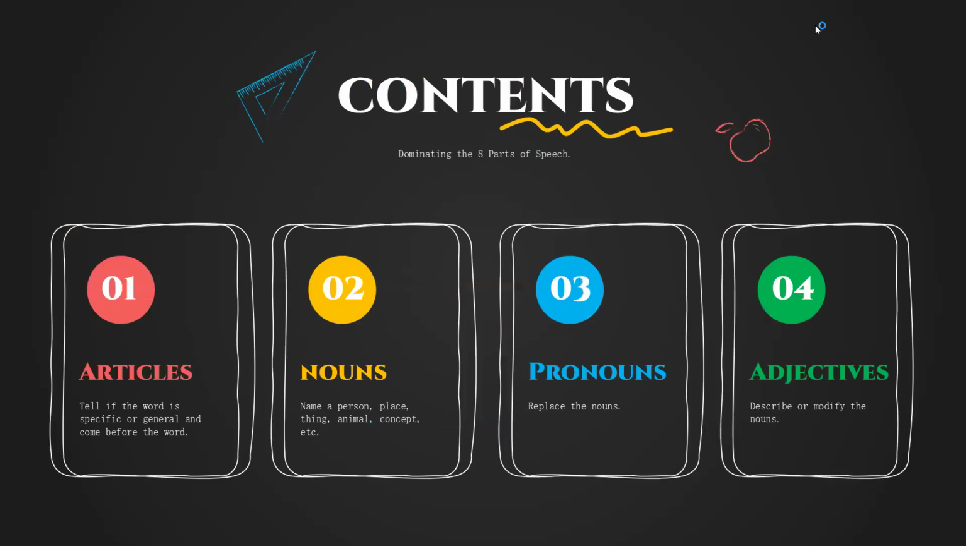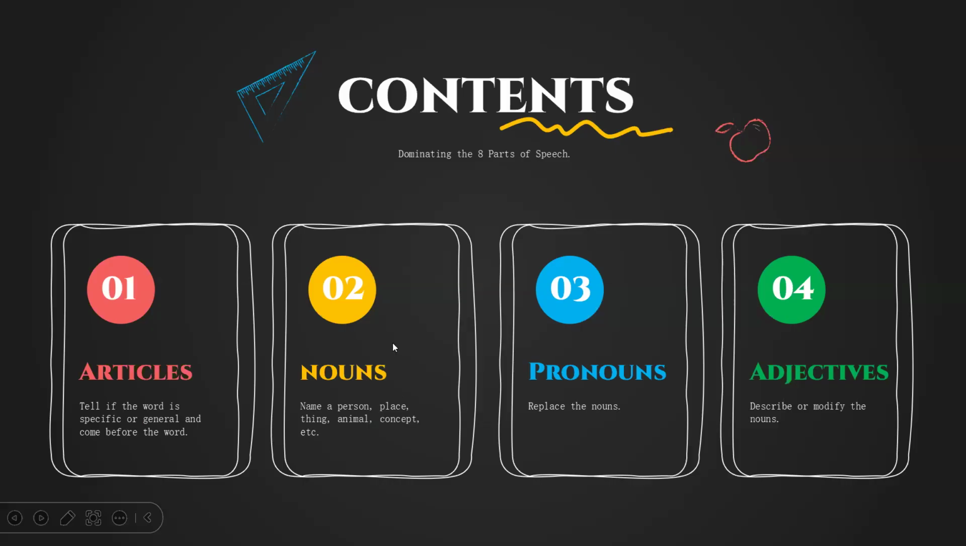The first part of speech is what we call articles. So we will be discussing what are articles in English. For example, the articles tell if the word is specific or general and come before the word. So let's say if you identify a noun, the noun is bicycle. I can say the bicycle if I'm talking about something specific. I can also say a bicycle. These are the articles in English. They come before the nouns.